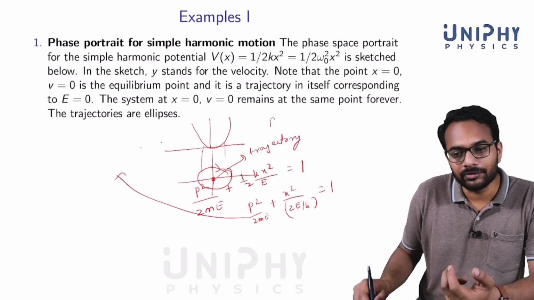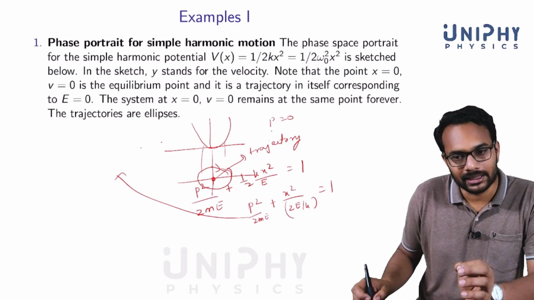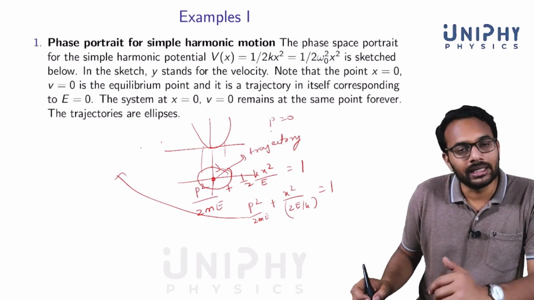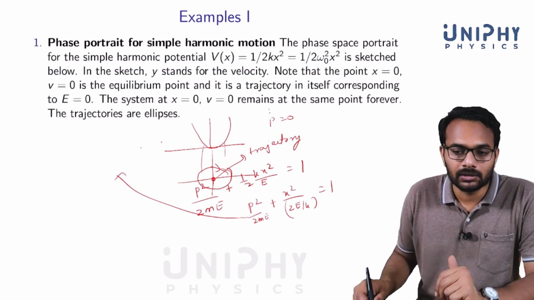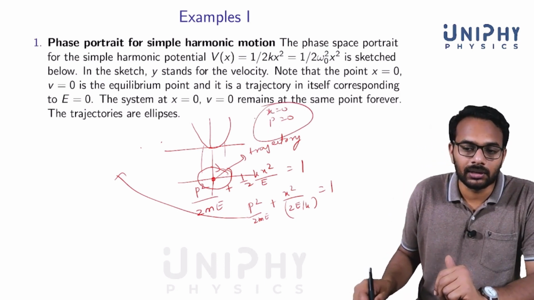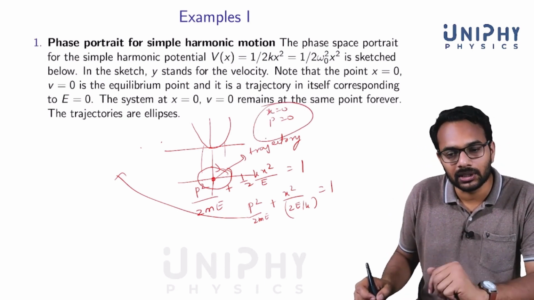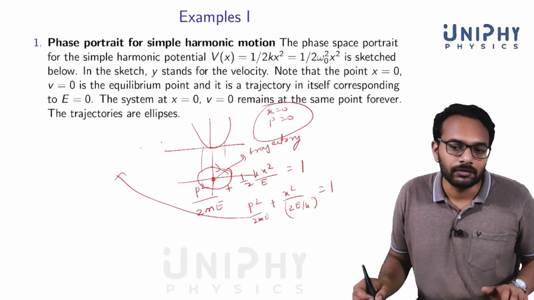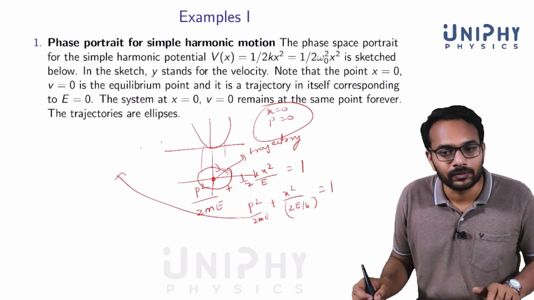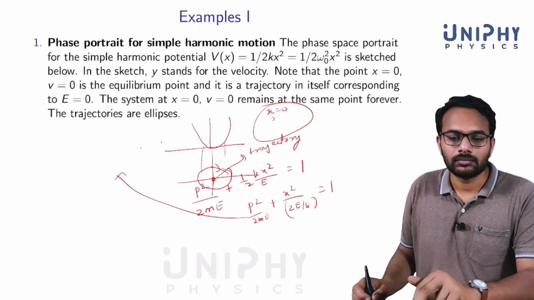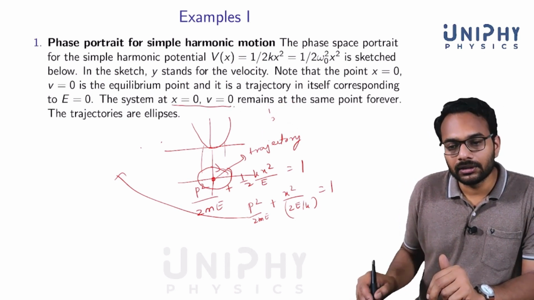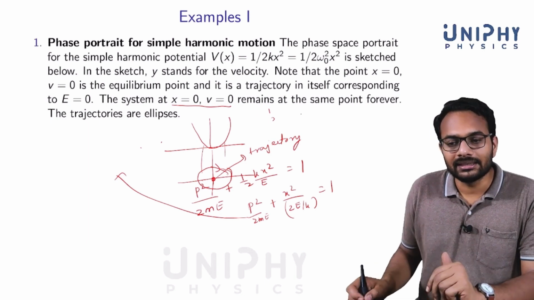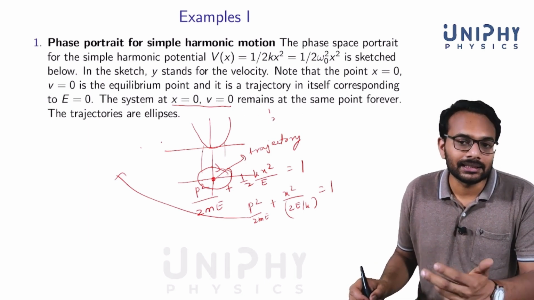Because if p equal to 0 initially and x is equal to 0, it will remain there all the time. I'm sorry, p equal to 0 and x equal to 0. That corresponds to a particular energy, and it will remain there forever. That's a possible trajectory of the system. The system at x equal to 0, v equal to 0, or p equal to 0 remains at the same point forever. The trajectories are ellipses.